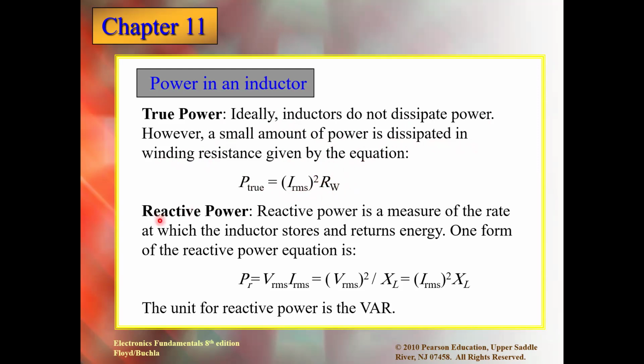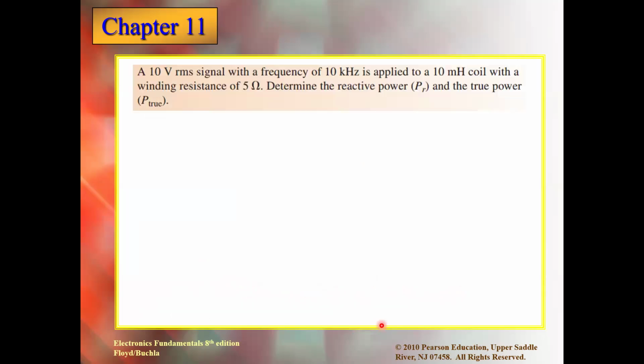Then definitely we have a reactive power, similar to the capacitor. So PR is VRMS into IRMS, or VRMS square over XL, or IRMS square into XL. Any one we can use. The unit is again VAR, reactive power, volt ampere reactive.